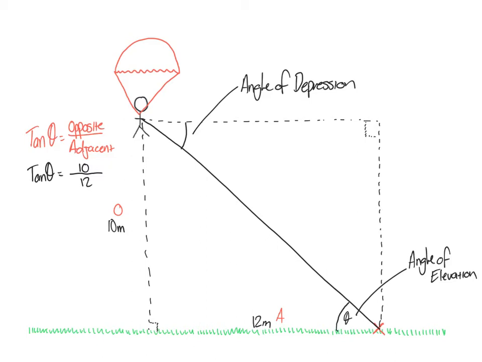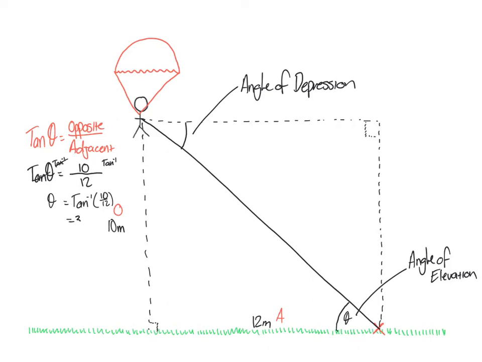So at this point we can get our calculator out and we can apply inverse tan to both sides and see what we get. So these two will cancel each other out. Then we would have inverse tan of 10 over 12.